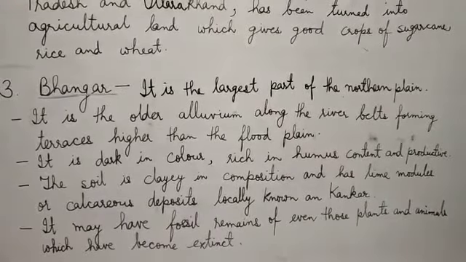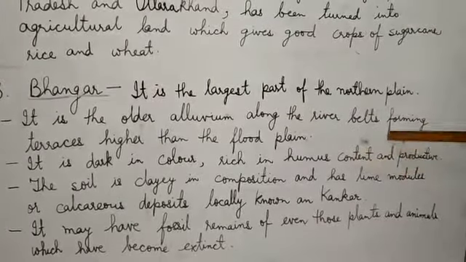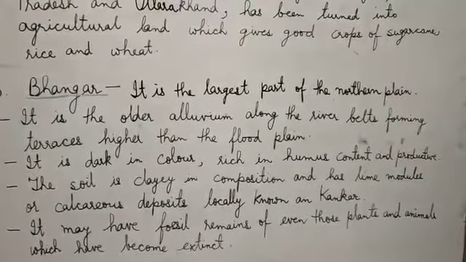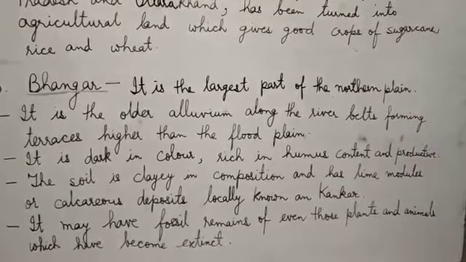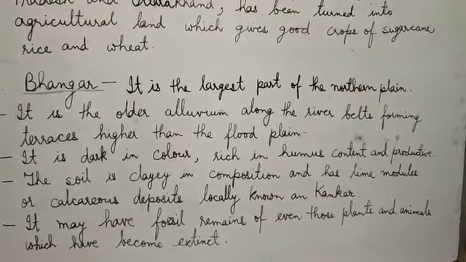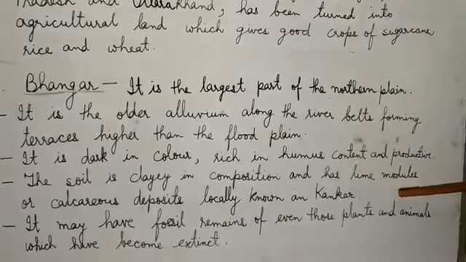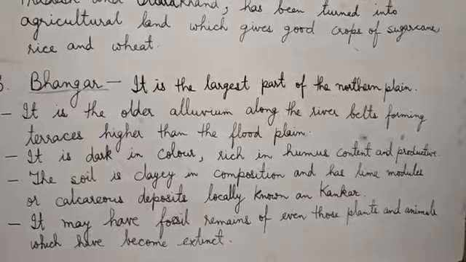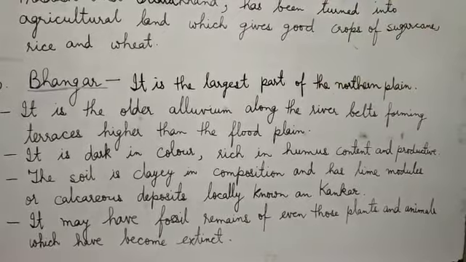Now the soil in the Bhangar is generally dark in color and also rich in humus content, and they are productive. Okay, they are fertile and they are dark in color and rich in humus too. The organic compound is also found. The soil is clayey. Clay particles are found more in composition and has lime nodules or calcareous deposits, that is locally known as conker.